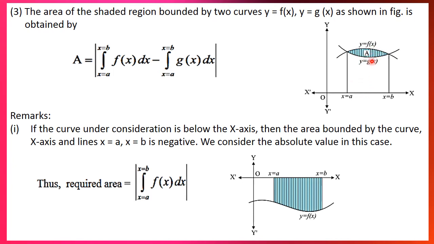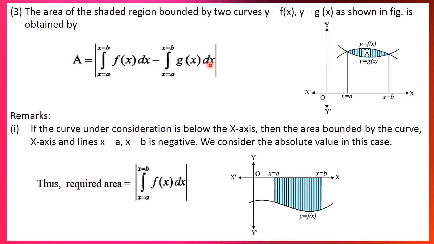So we will subtract the below part, that is the area under the curve y is equal to g of x, from the area under the curve y is equal to f of x. So we get the required area. This area is equal to the modulus. Modulus here we use because if we get a negative value, we will consider the positive value only. So modulus of integral x is equal to a to b f of x dx minus integral a to b g of x dx.